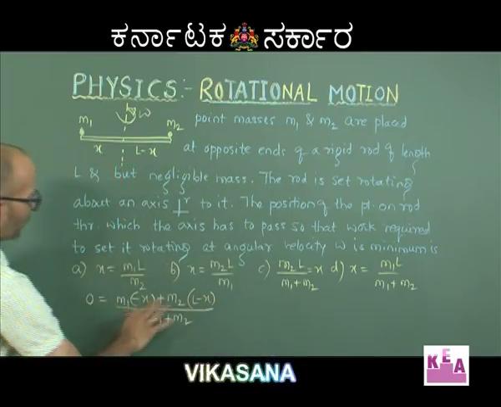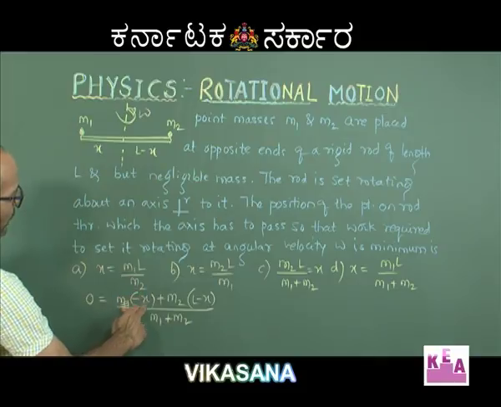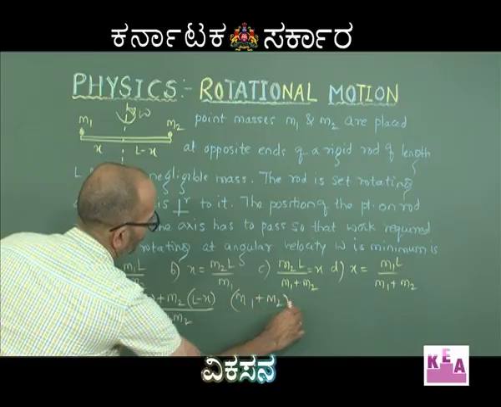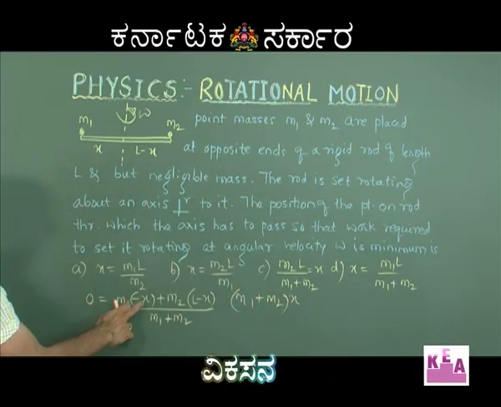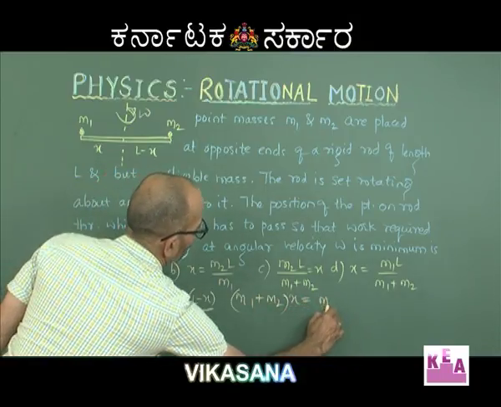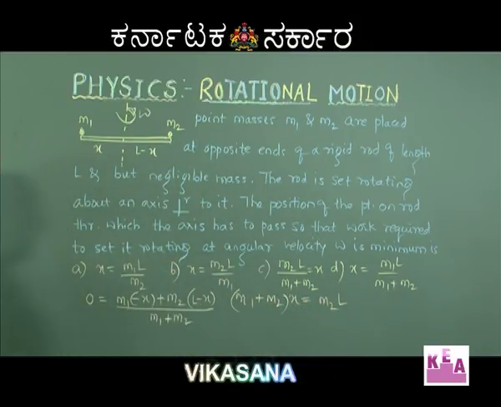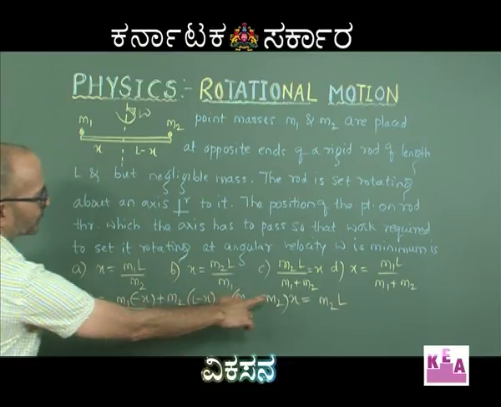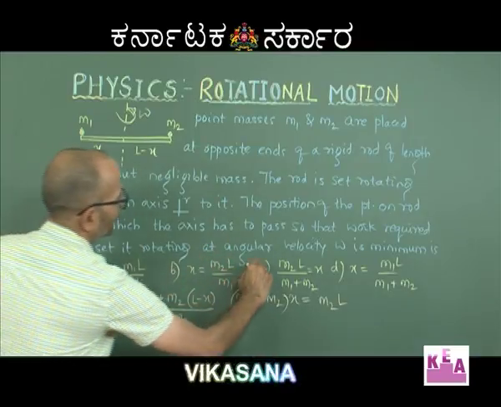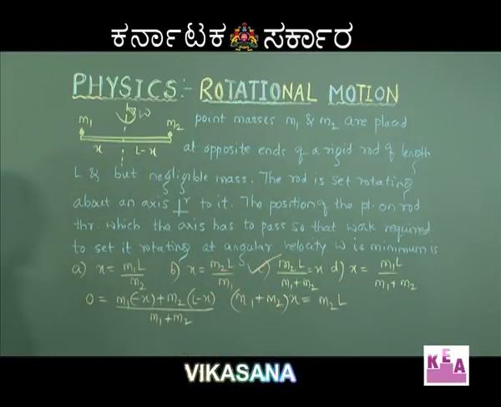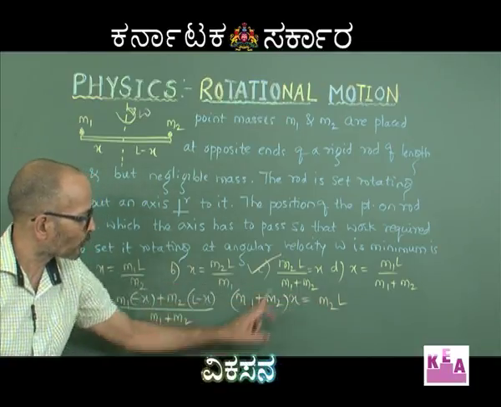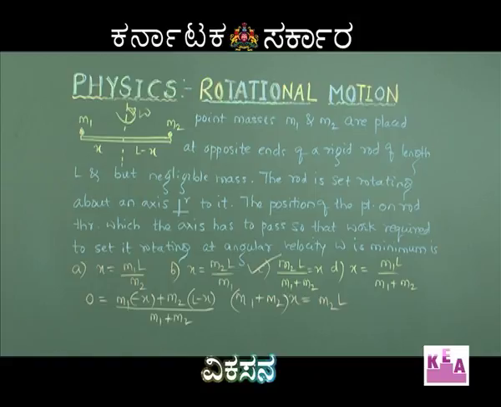It is m2L divided by (m1 + m2), but if you want I can solve it and show you. So m1x plus m2x, that is (m1 + m2) into x, is equal to m2 into L. So x is m2L divided by (m1 + m2), which makes option C the correct one. I hope you understood this. x is m2L divided by (m1 + m2). That is the answer.